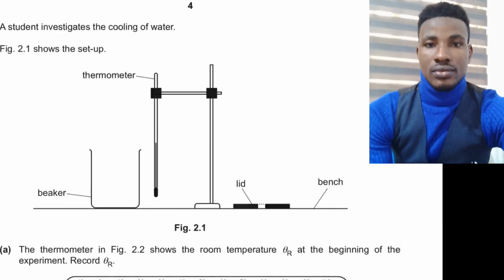Question 2. A student investigates the cooling of water. Figure 2.1 shows the setup. Again, always take a minute to understand your setup before moving on to answer your question. Here you have a beaker, a thermometer to measure temperature, a lid most probably which goes to cover the beaker, and a bench that holds all your apparatus.